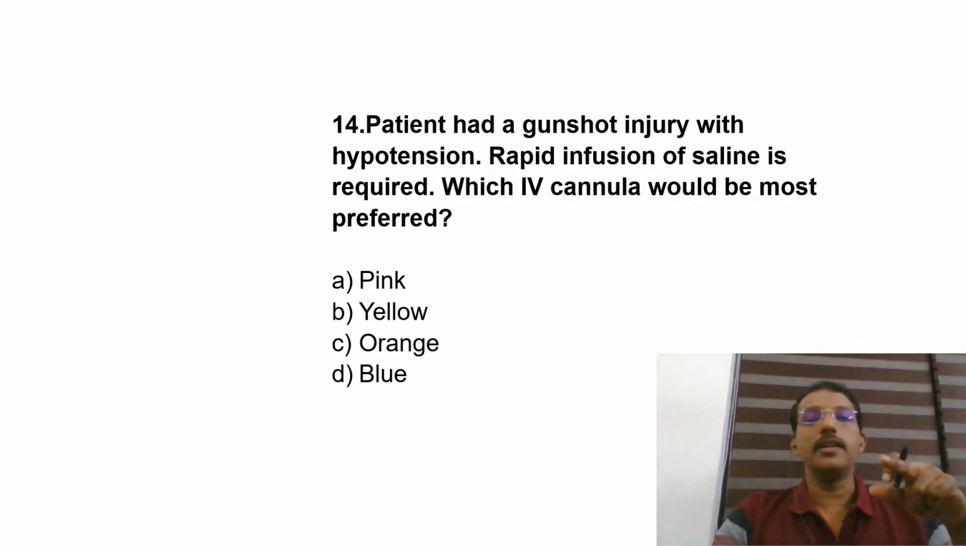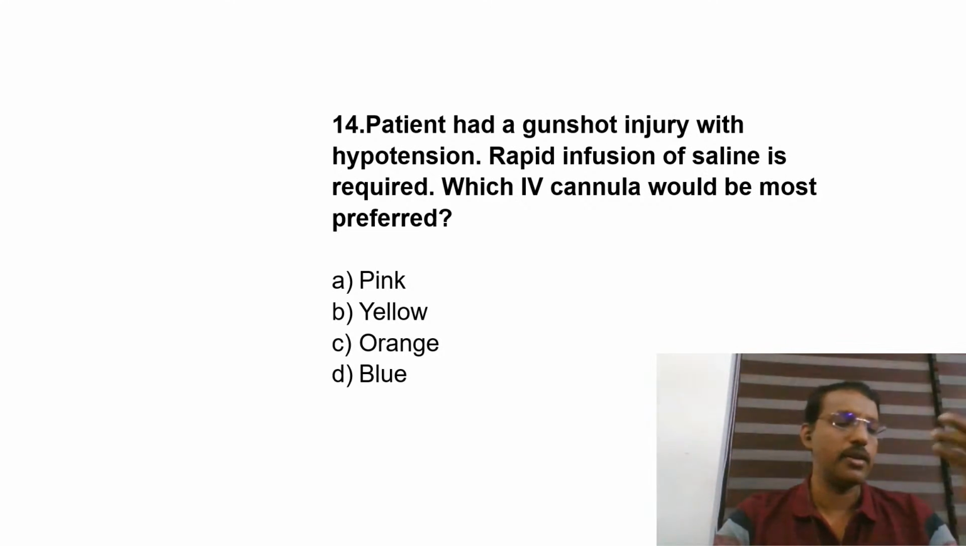Now, the next one. Patient had a gunshot injury with hypotension. Rapid infusion of saline is required. Which cannula would you most prefer? Very common question. Yeah, that's right. Most of you got it. Orange. That's perfect. Very good. I'll give you the answer.